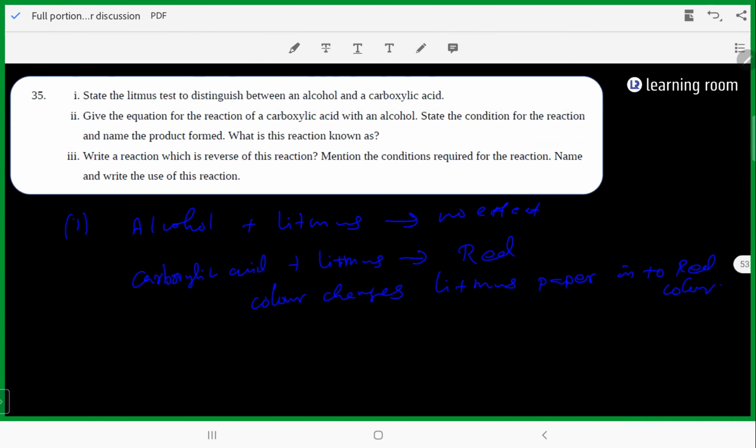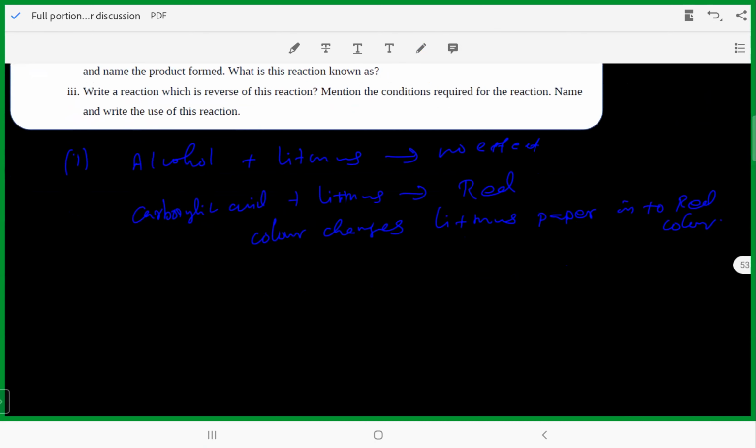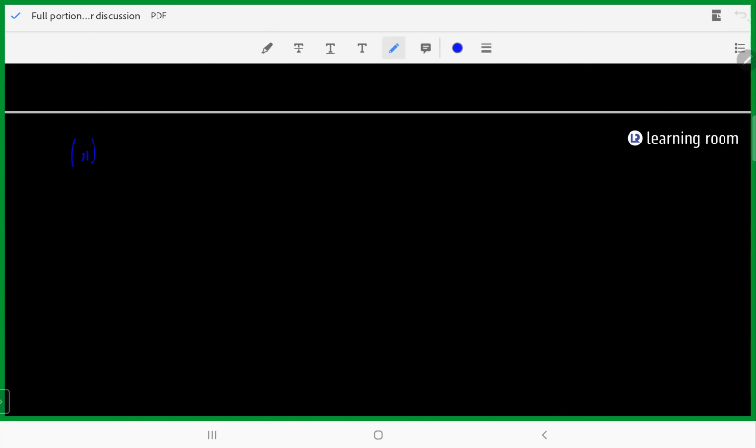Second question: give the equation for the reaction of carboxylic acid with alcohol. When you have acid, COOH, with the alcohol in the presence of acid medium, what will happen? The esterification is taking place. It will form esters, RCOOR. It will form ester and water.